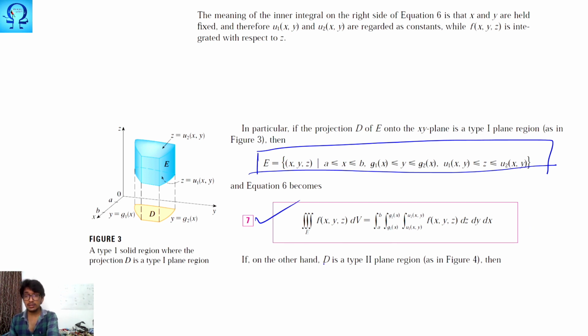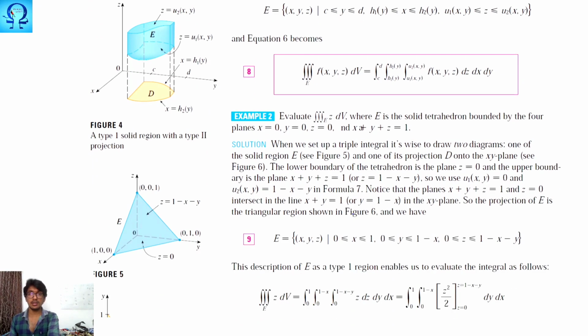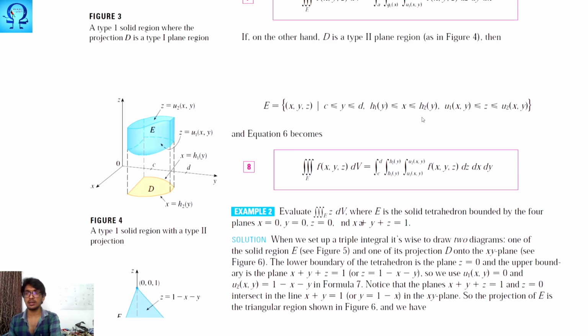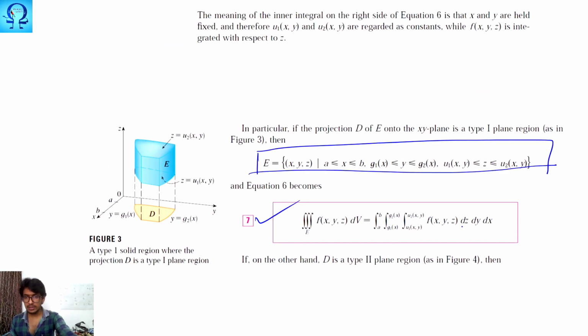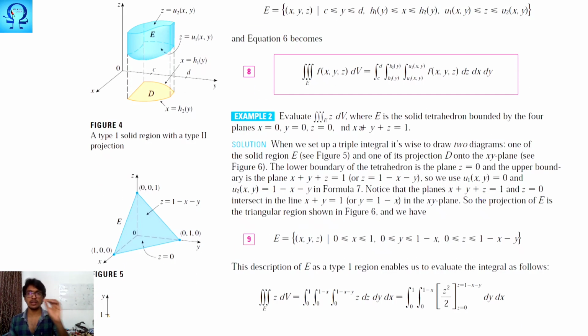If D is a type 2 plane region, then the reverse happens. Here you could see that first we are integrating with respect to z, then with respect to y, and finally with respect to x when D is a type 1 region. If D is a type 2 region, this would change. First we will integrate with respect to z, then with respect to x, and finally with respect to y. Okay, so here we have a problem you can see on screen.